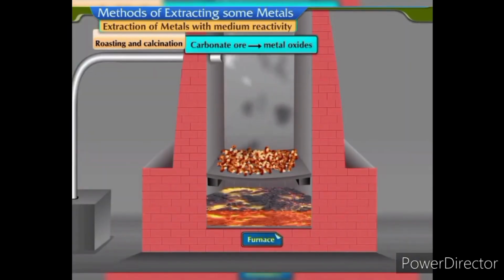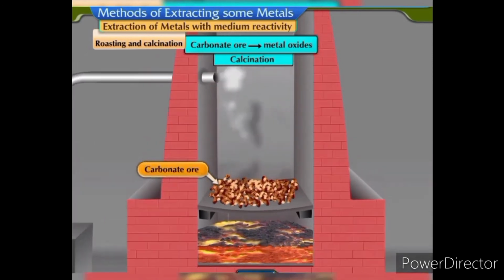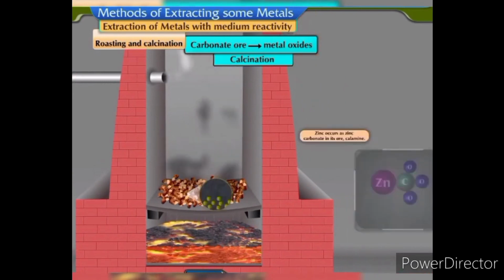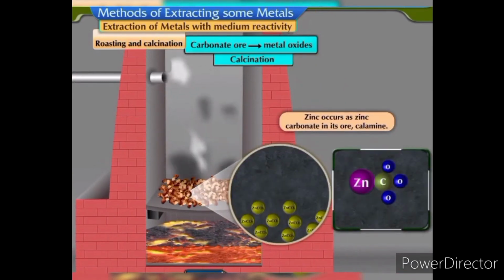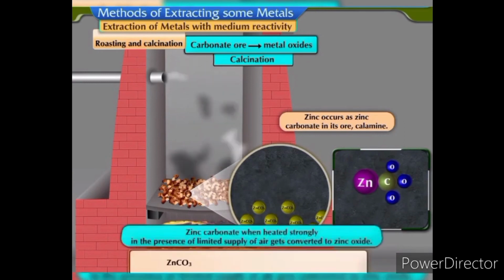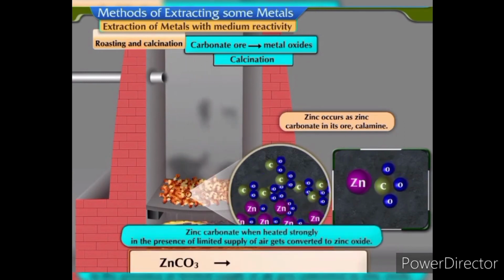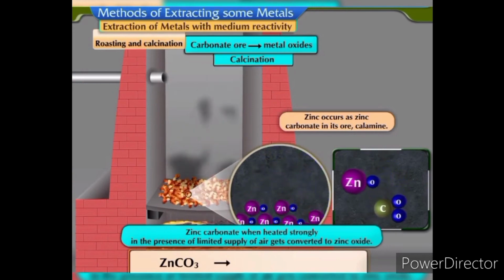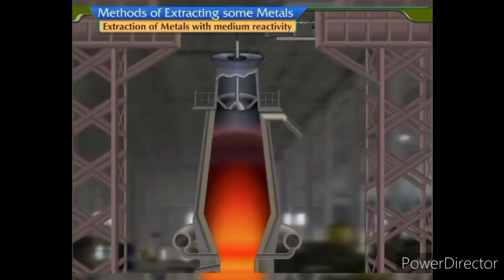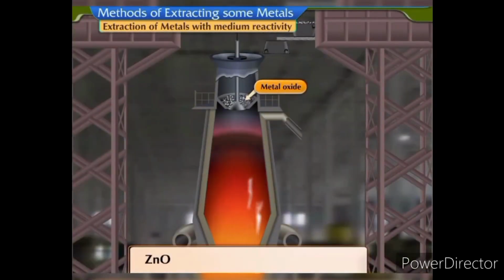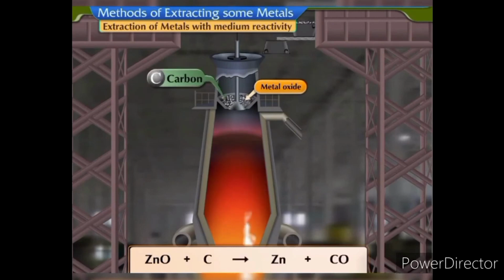Carbonate ores can be converted to metal oxides by a process known as calcination. In this method, the carbonate ore is heated strongly in the presence of limited supply of air. Zinc also occurs as zinc carbonate in its ore, calamine. Zinc carbonate, when heated strongly in the presence of limited supply of air, gets converted to zinc oxide. The metal oxide so obtained by calcination or roasting is reduced to zinc by reducing agents like carbon.